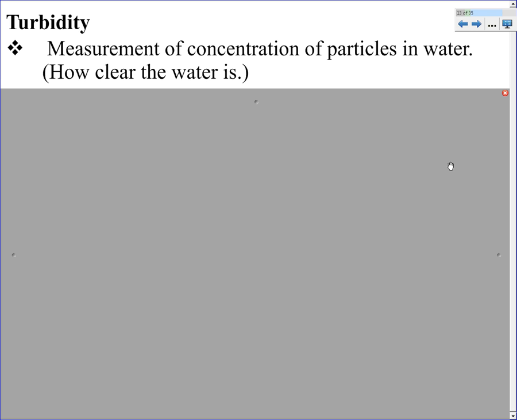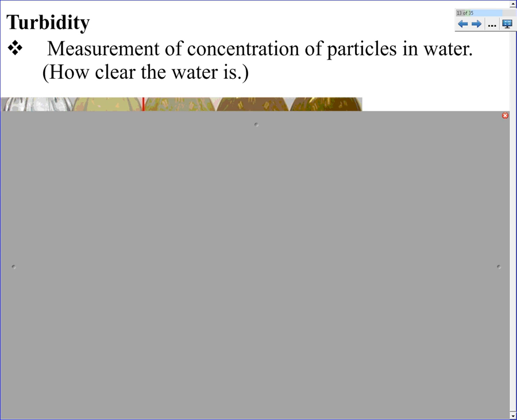Next thing is turbidity. Turbidity is the amount of particles in water. Basically, it's how cloudy the water is. Clear. There's a lot of particles in the water. Is it going to be a high turbidity or a low turbidity? High. There's not a lot of particles in the water. The water is going to look clear. So it'll be a high turbidity or a low turbidity? Low turbidity.